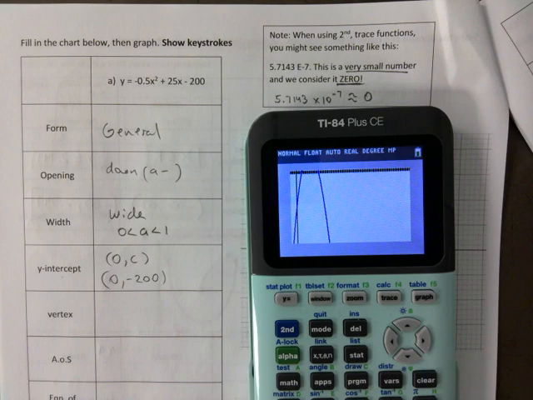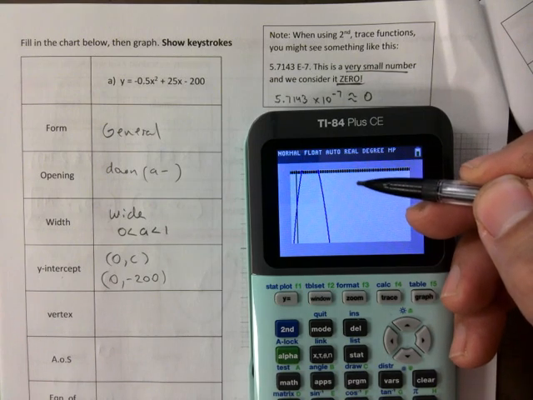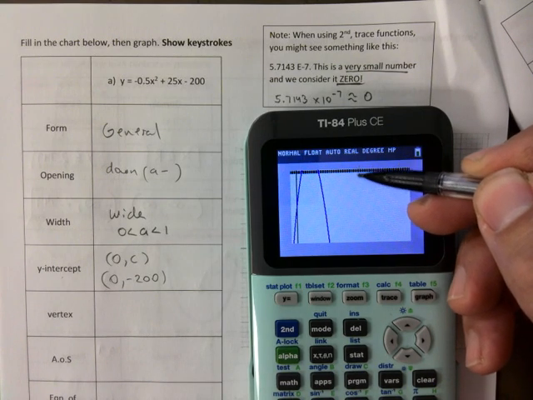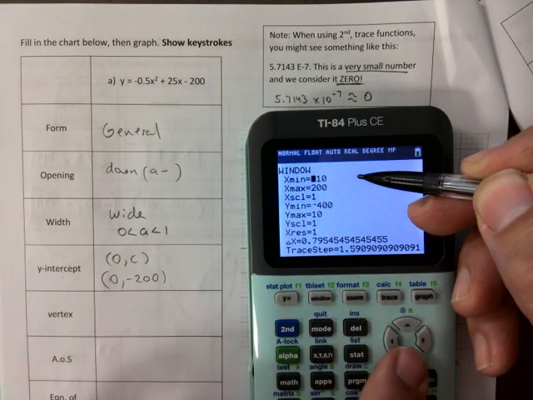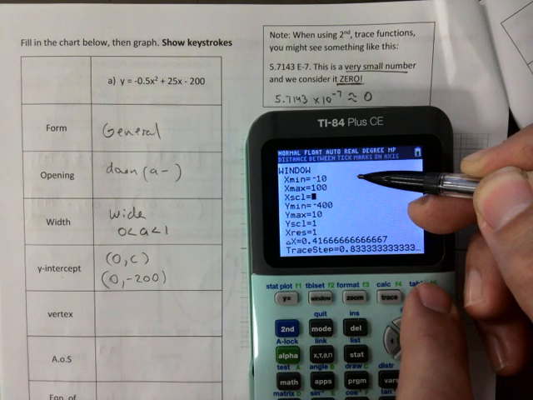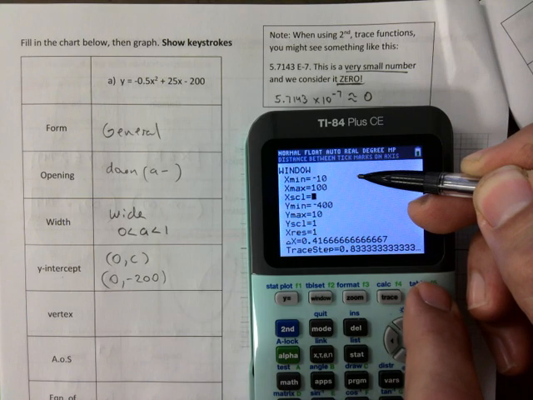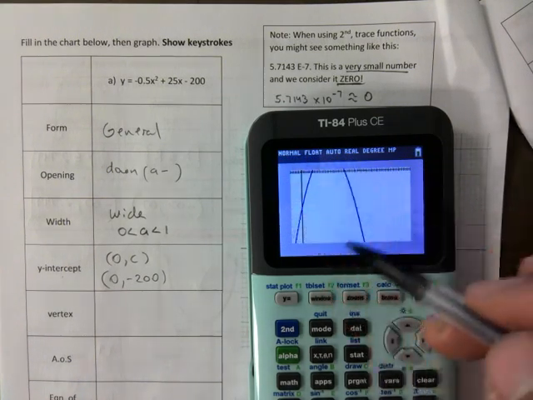Pretty good. Did I go over? Was it a bit overkill? 200 is way over here, which means 100 is right about there. Just think about it. So I'm going to go back to my window, and I'm just going to change X max to 100. I think that'll be a better view.